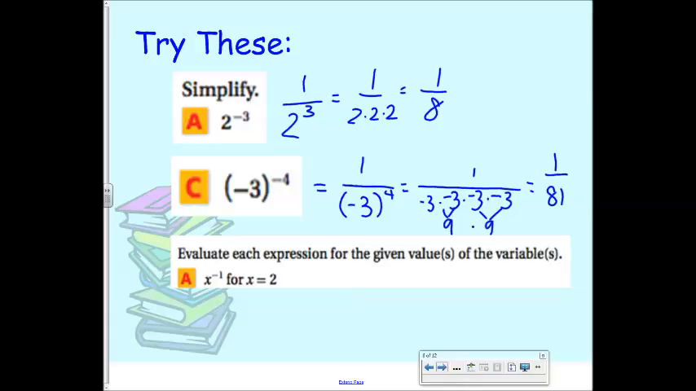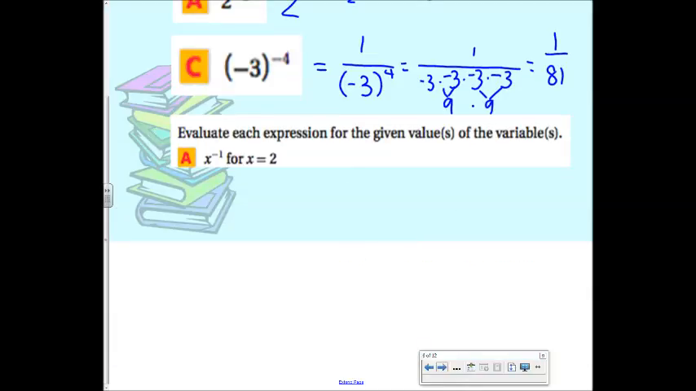Okay, so x to the negative 1 for x equals 2. What's the first thing I do? Substitute it in. So this 2 goes here, and it becomes 2 to the negative 1. So then what does that equal? And 2 to the 1 is just 2. Good. 1 over 2, which is just 1/2.